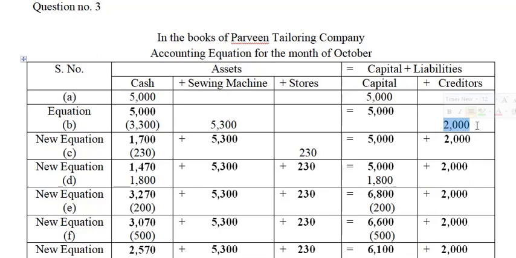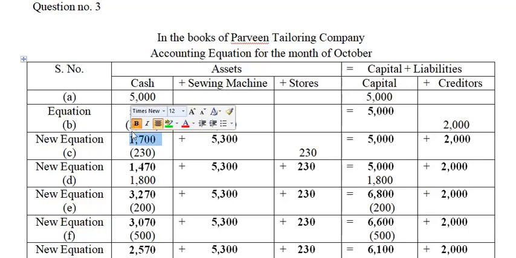The creditors are increasing, so you will write 2,000 out here. And now after this, you will write a new equation. A new equation will be formed. Now draw a line out here. After B, you draw a line, and from 5,000, if you subtract 3,300, it will be 1,700.